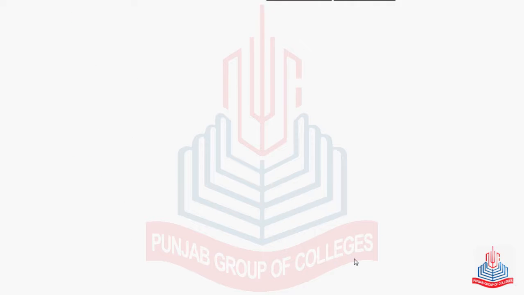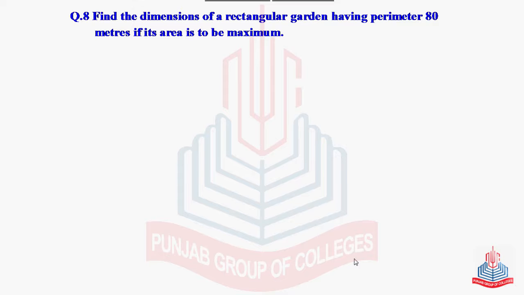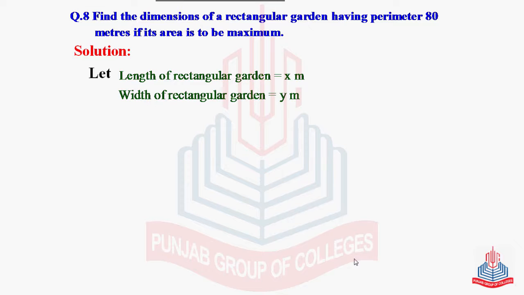Now question number 8. Find the dimensions of the rectangular garden having perimeter 80 meters if its area is to be maximum. Almost a similar question was previously discussed, where the perimeter of a rectangular garden is given, but the area should be maximum. Solution: let the length of the rectangular garden be x and the width of the rectangular garden be y. These are the dimensions, and the given value of the parameter is 80 meters.